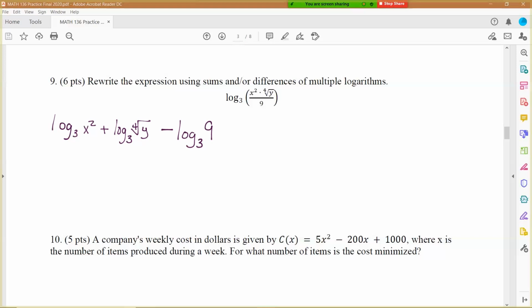Are we okay so far? Technically you could have done it in 2 separate steps, but might as well get it over with in 1. And then remember, anytime we have a number out as an exponent, it gets brought down out front. So this first log is actually going to be 2 log base 3 of x.